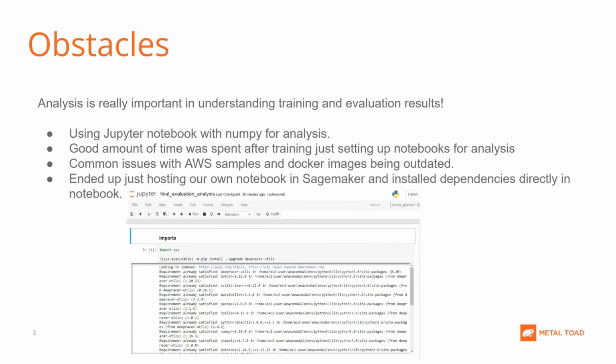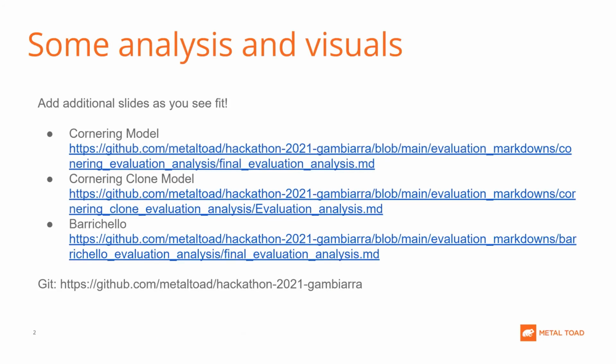Some of the obstacles that we saw while working on this: a big piece of reinforcement learning is actually running evaluations on your trained model and then doing analysis based on that. And we ran into classic issues with using other people's Docker images and sample code. We ended up hosting our own notebook in SageMaker and then just installed the dependencies that we needed directly in the notebook. And yeah, let me see if I can switch over. I want to share what we came up with as far as analysis.